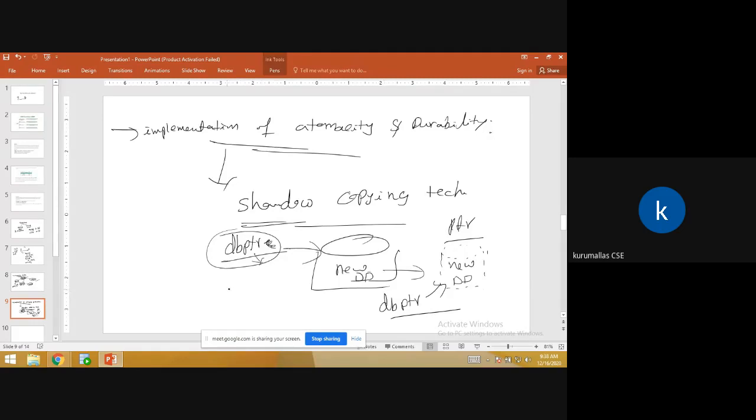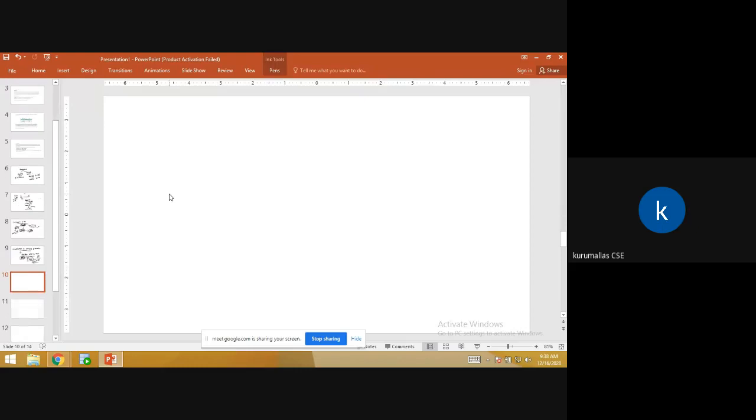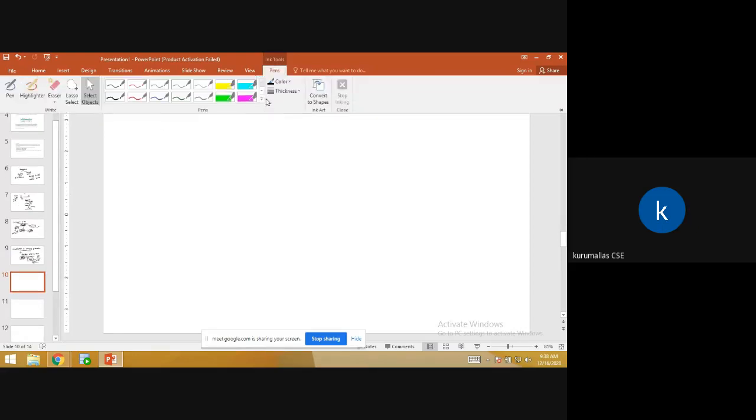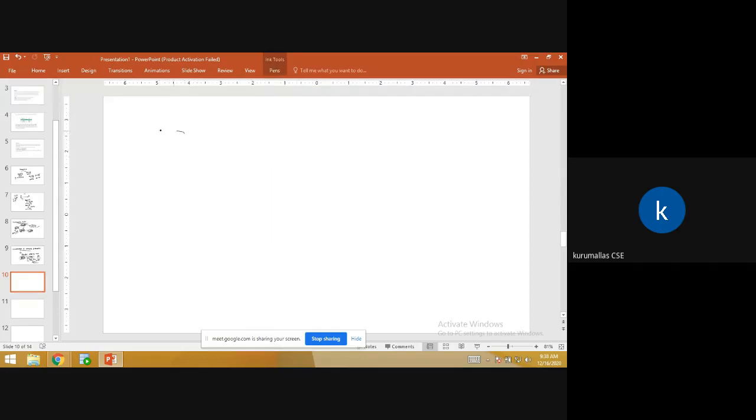So consider what is going on internally. What is the working of the shadow copy technique? Before performing any modifications in the original database, if you take one more, this is the database. This is one database.